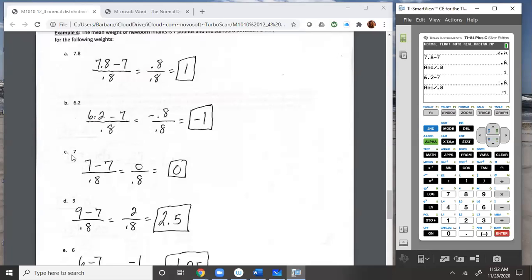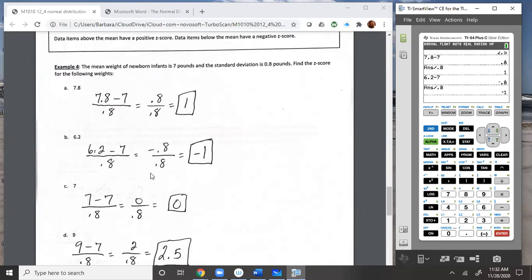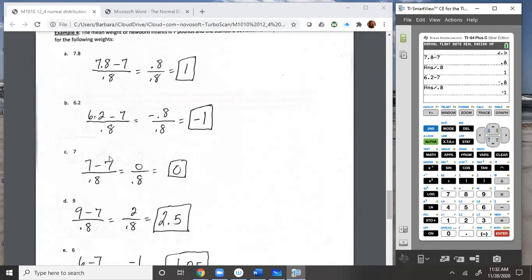A newborn with the weight of 7. Now, if you notice, 7 is actually right there at the mean. So when you subtract 7 minus 7, we get 0, and 0 divided by 0.8 is also 0. So this newborn with a weight of 7 has a z-score of 0, which means that it is 0 standard deviations away from the mean, which makes sense because it equals the mean.